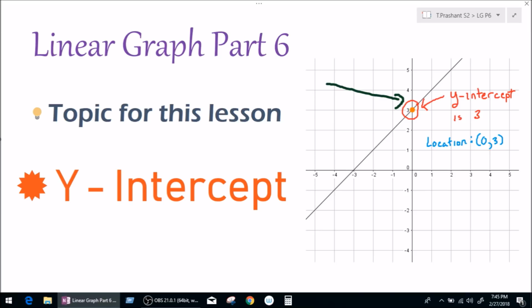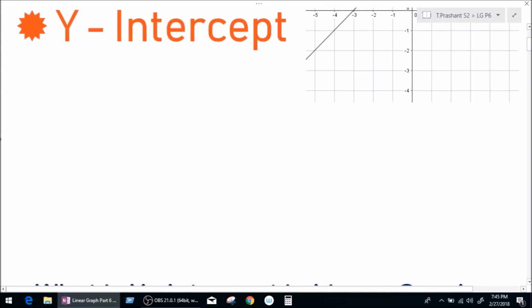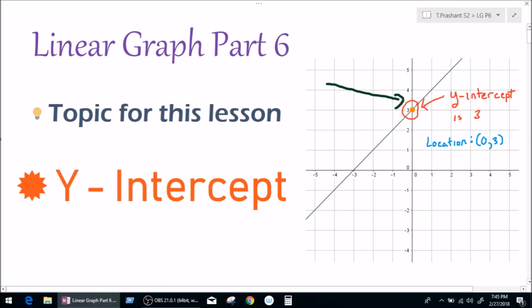And in today's lesson we'll be learning what is a y-intercept. Now, what is a y-intercept? The simple definition of y-intercept is what is the value of y when the value of x is equal to 0. That's all what y-intercept is. Now let's go study y-intercept in details.